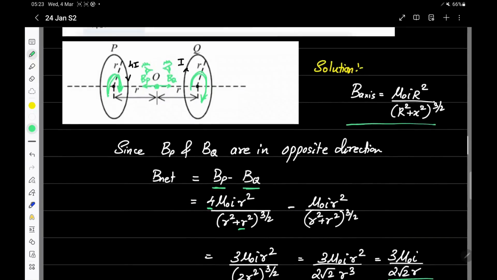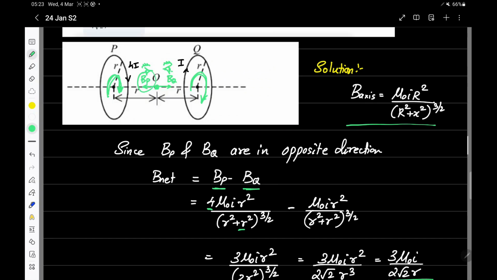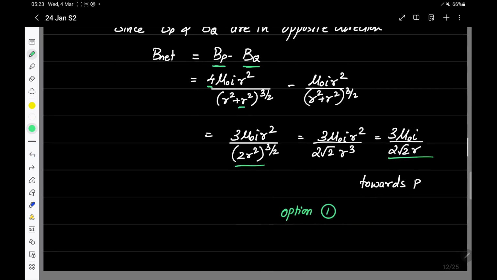And of course, since the magnetic field of P is greater than the magnetic field of Q, because the current in P is greater than the current in Q, the net magnetic field will be towards point P. So our option 1 is correct.